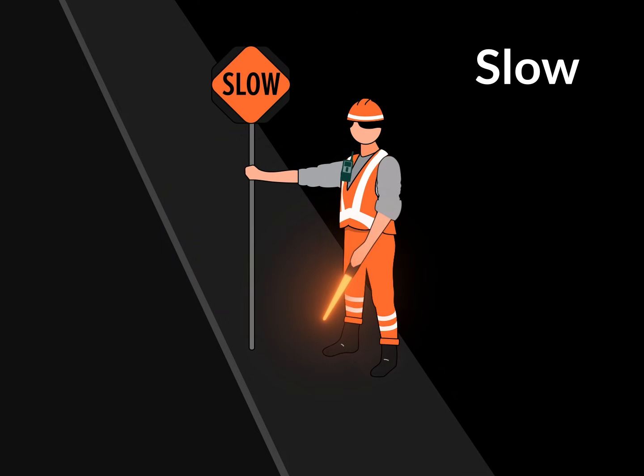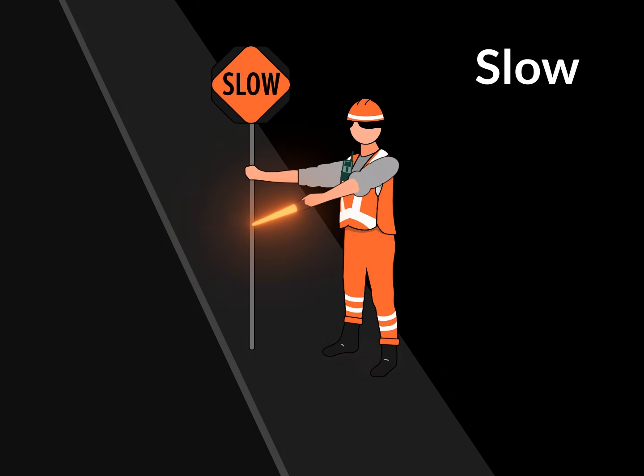To alert or slow traffic, point the flashlight toward the oncoming traffic and quickly wave it in a figure 8 motion.